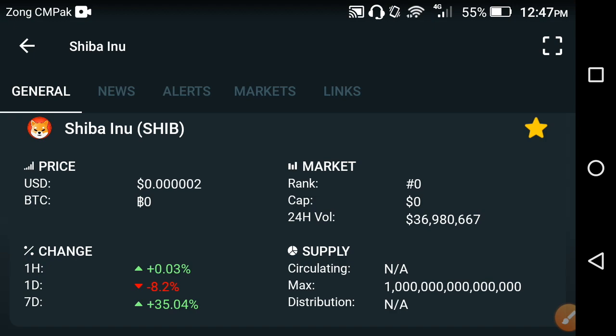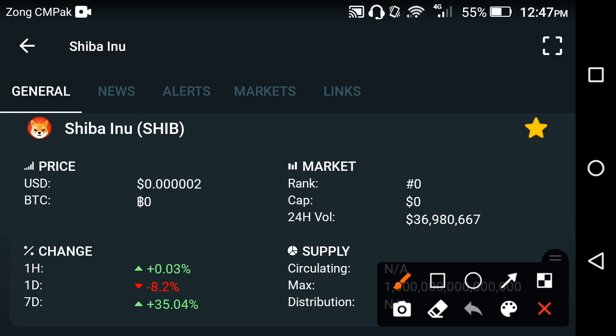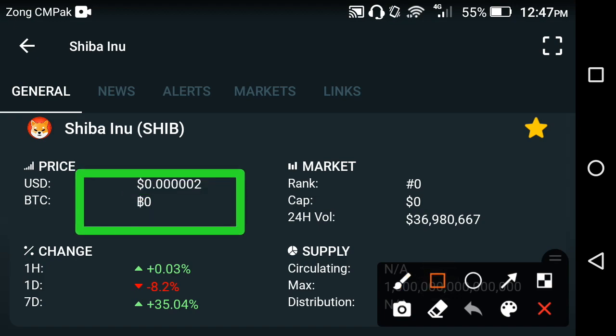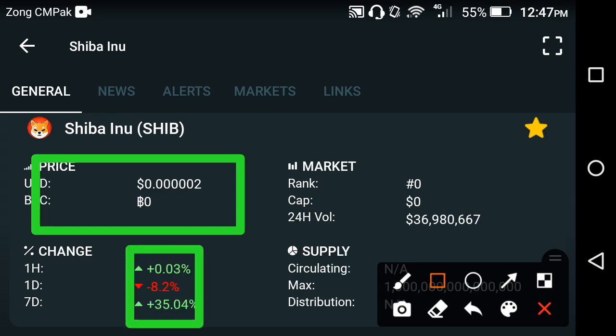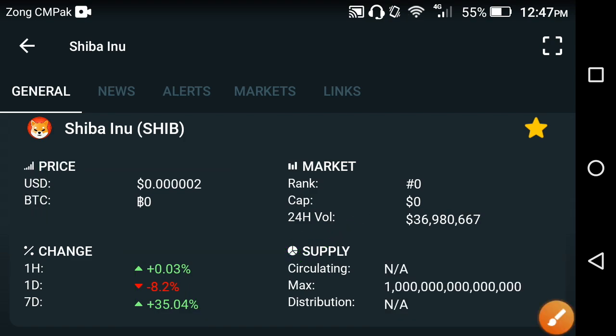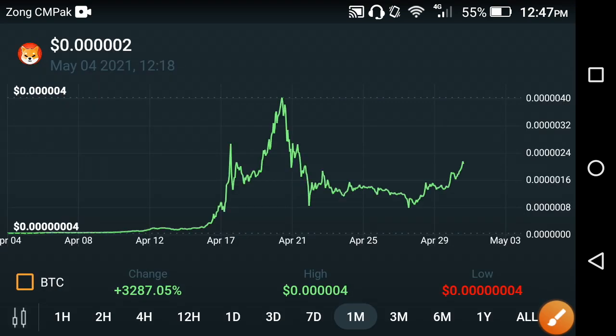First of all, we talk about the current situation of the Shiba coin in the market. The current price at this time is about 0.00002 USD. And if you look at the price change, the last 1 hour change is positive, the last 1 day change is negative, and the last 1 week change is positive, friends. For more details, let's see the price prediction chart of the Shiba coin at this time.